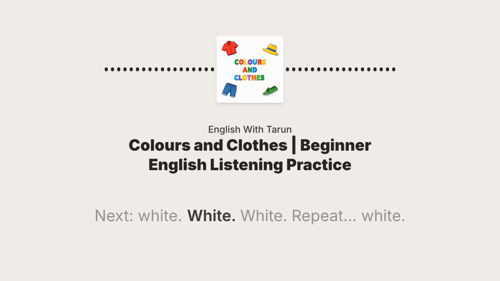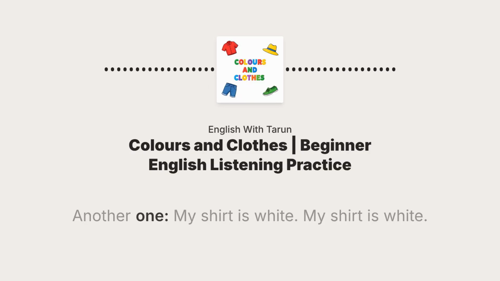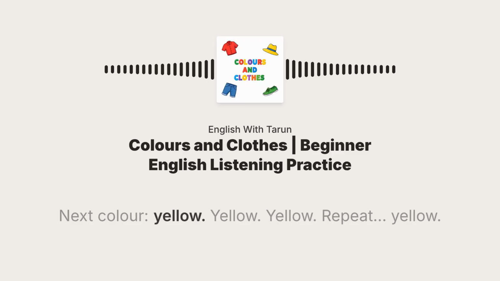White. Repeat, white. Example, the paper is white. The paper is white. Another one, my shirt is white. My shirt is white. Next color, yellow.